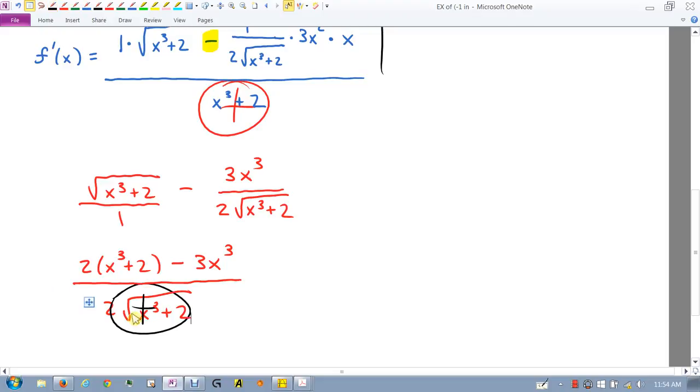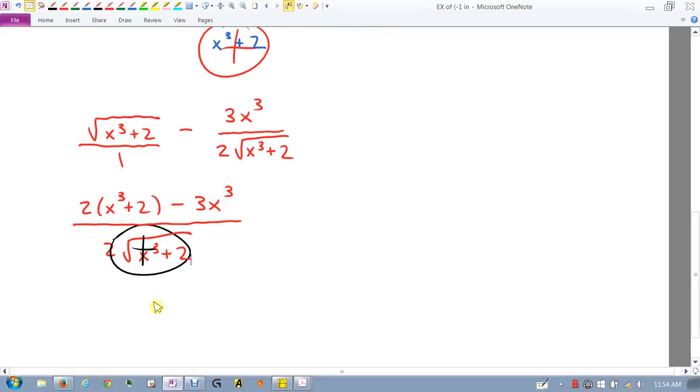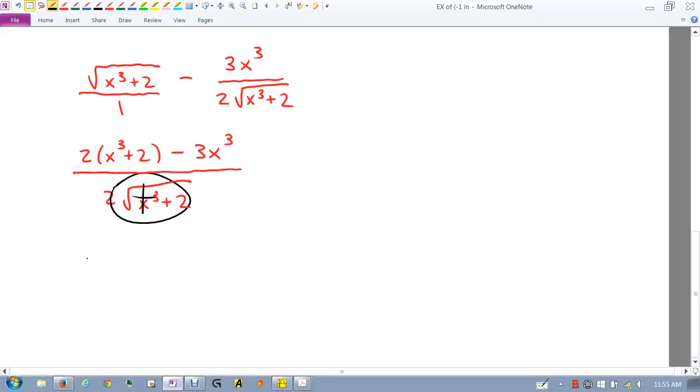So now we're reduced to just looking at the top. If I distribute through, I get 2x cubed plus 4 minus x cubed. No, 3x cubed, sorry. That's my top, which is just 4 minus x cubed. Is that negative?